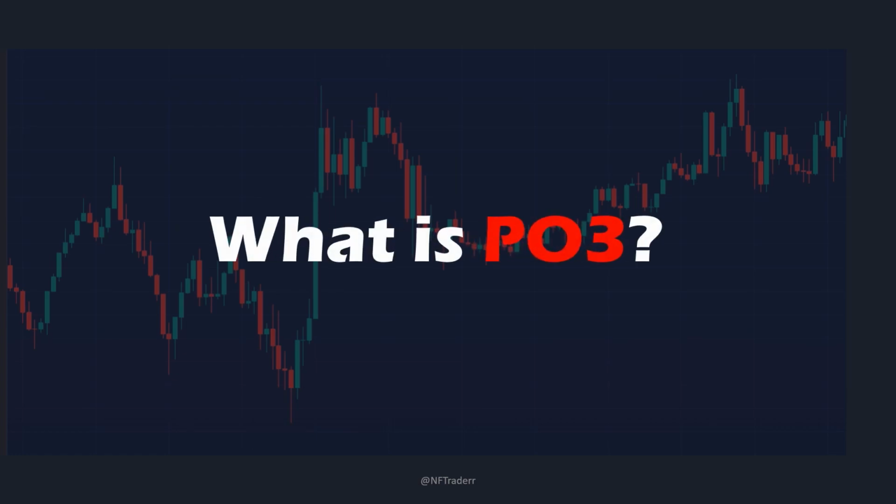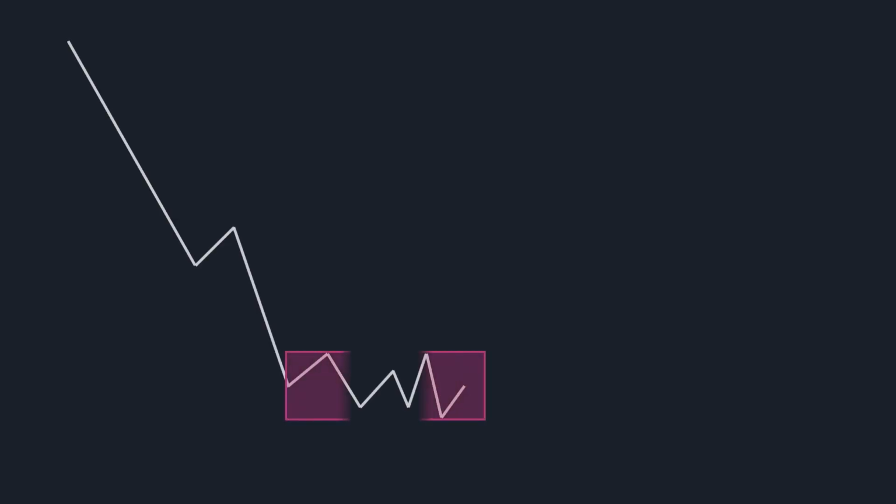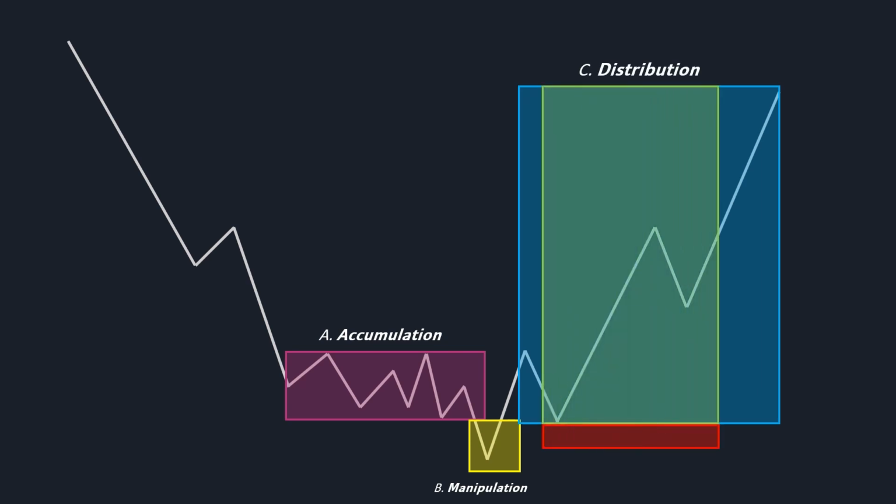What is PO3? The PO3 or Power of 3 is basically composed of three phases: accumulation, manipulation, and distribution. The end of a phase automatically initiates the next phase. Say if the accumulation ends, the manipulation begins. When this ends, distribution begins. That's important to know because one phase projects the other with the help of standard deviation.